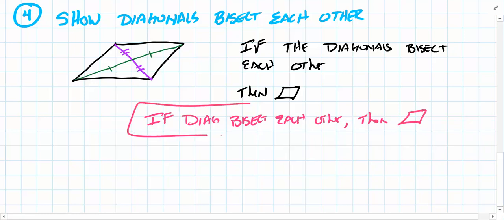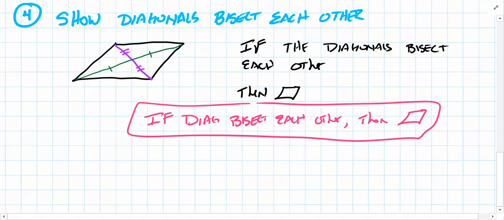So this is the fourth way to do it. So if you can show that the diagonals bisect each other, meaning that they cut each other exactly in half, two equal parts, if the diagonals bisect each other, then it must be the case that that quadrilateral is a parallelogram. That's the fourth way to do it.